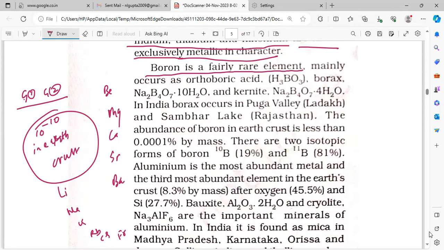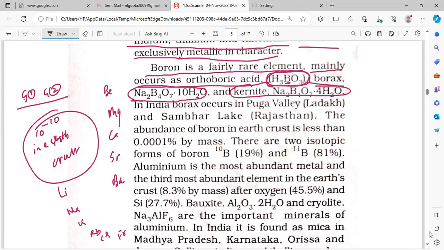Boron mainly occurs in orthoboric acid, H3BO3. This is what is called orthoboric acid. Boron is also found in borax, that is Na2B4O7.10H2O, or in kernite, Na2B4O7.4H2O. So here kernite and borax have the same formula type.